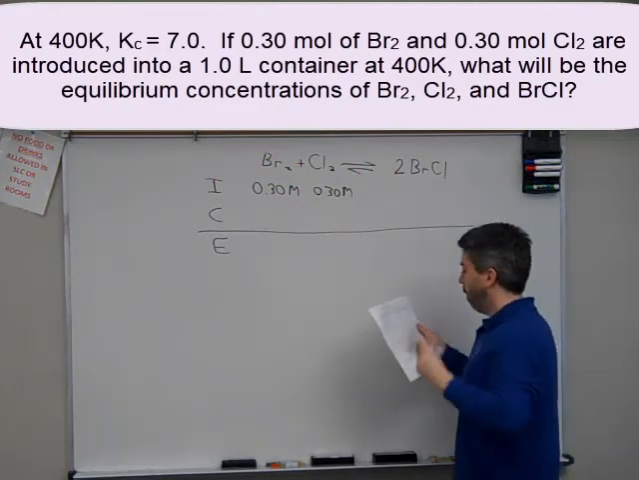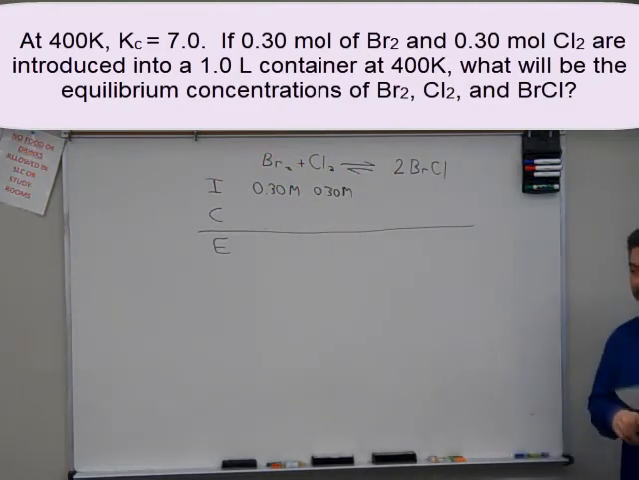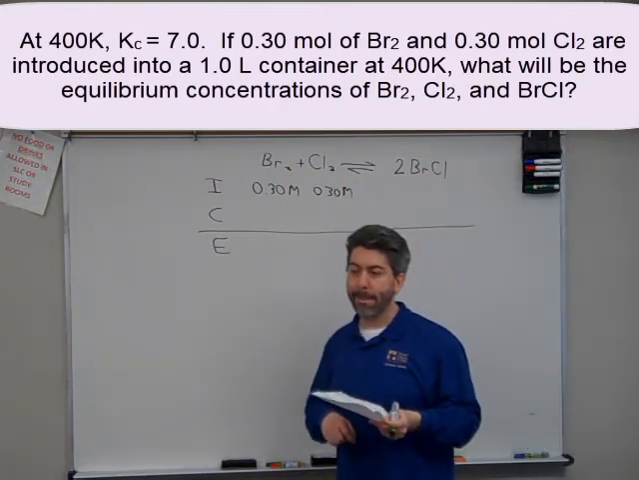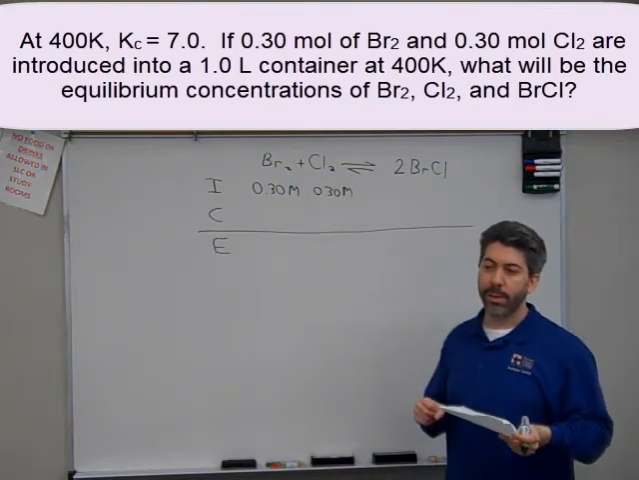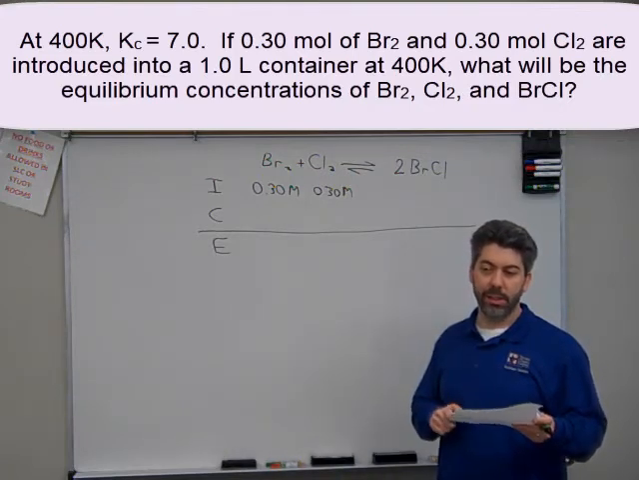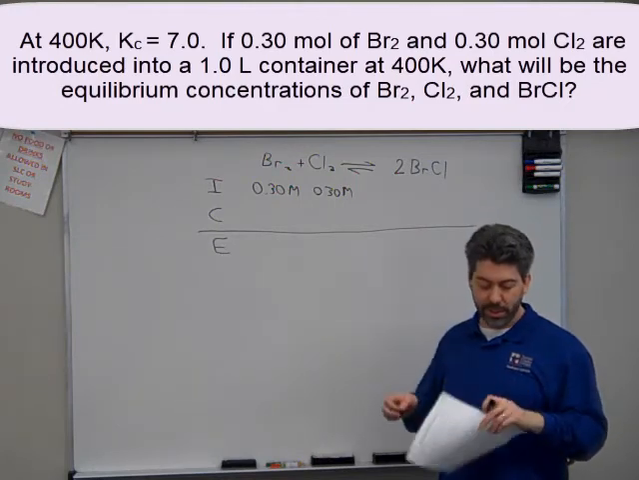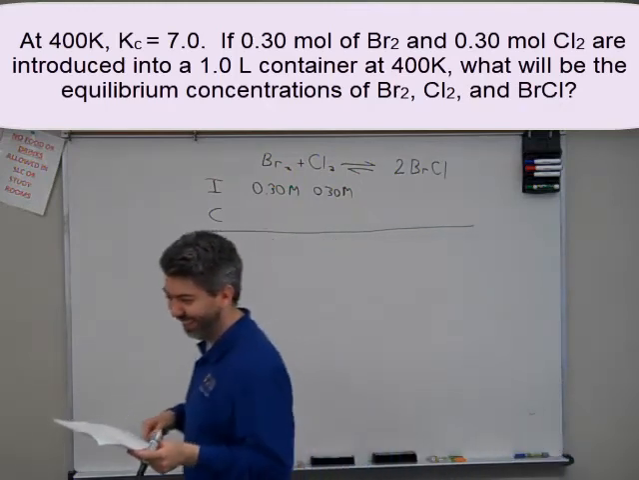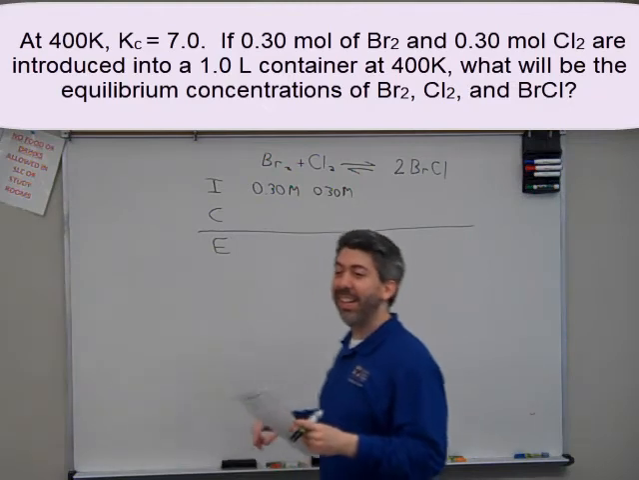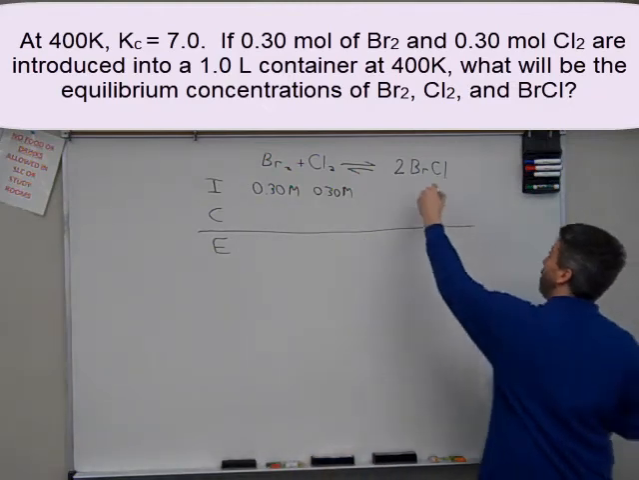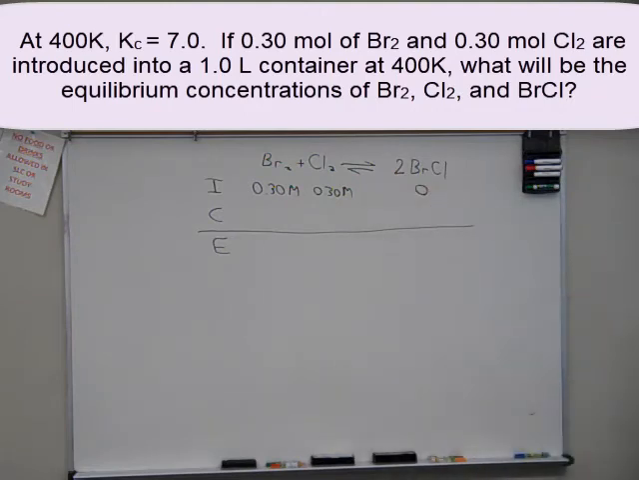And how much BrCl do we have initially? Zero. Yeah, it's 0. If it doesn't say how much is present, you can assume it's probably 0.